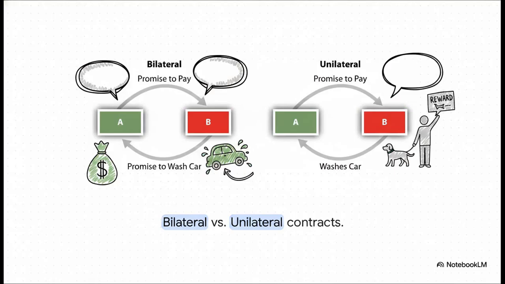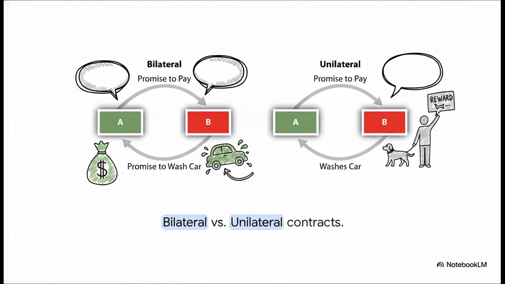Now check out the flow of the exchange here. A bilateral contract is all about mutual promises. Party A promises to pay, and Party B promises to wash the car. Both sides are a promisor and a promisee. But a unilateral contract exchanges a promise for an action.